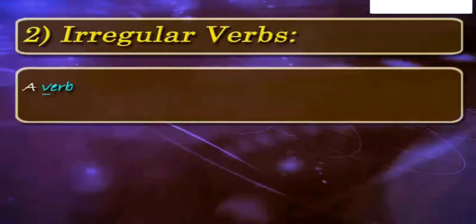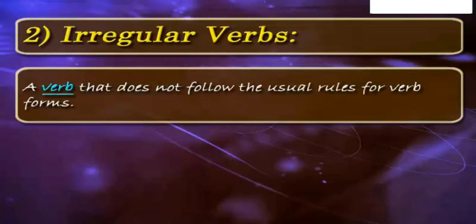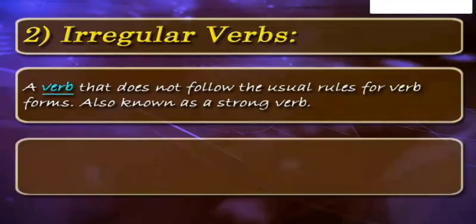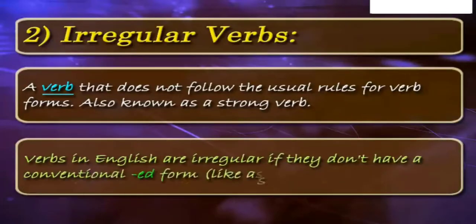Now let us understand about the irregular verbs. By definition, a verb that does not follow the usual rules for verb forms, also known as a strong verb. So verbs that do not follow the conventional rules of verb forms are called as irregular verbs. Also, verbs in English are irregular if they don't have a conventional ed form, like asked or ended.